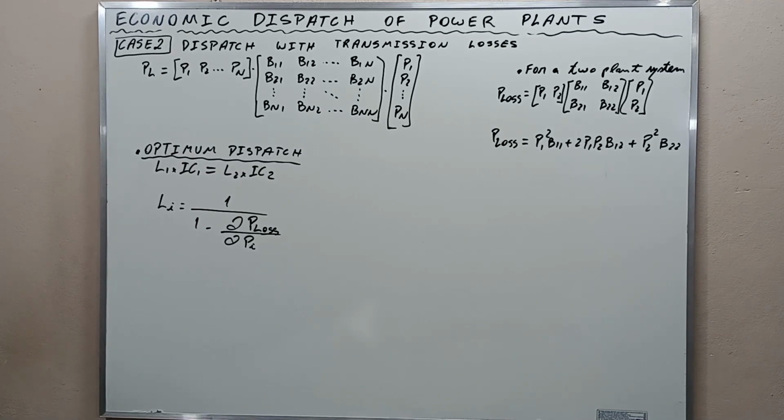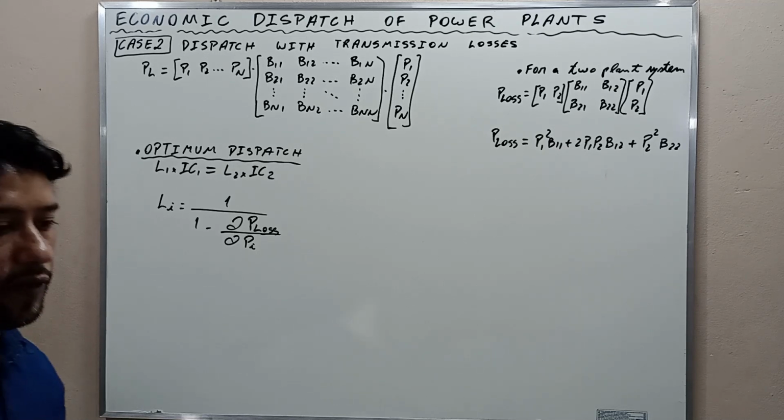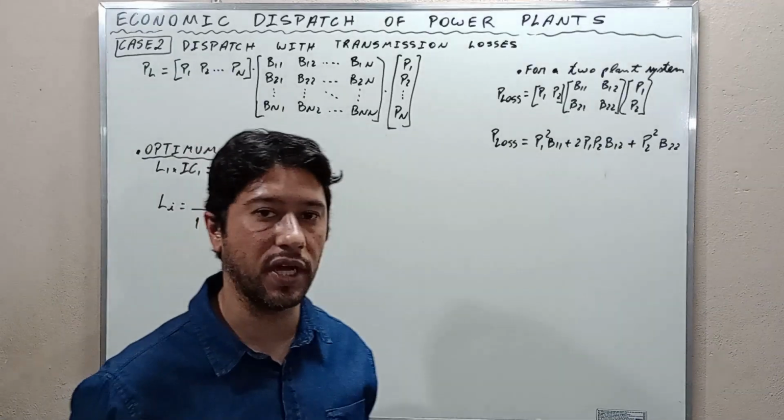The penalty factor is a factor by which the incremental cost of power production of the plant is multiplied to account for transmission losses. This is the theory, my friend. Let's go now to exercise 5.